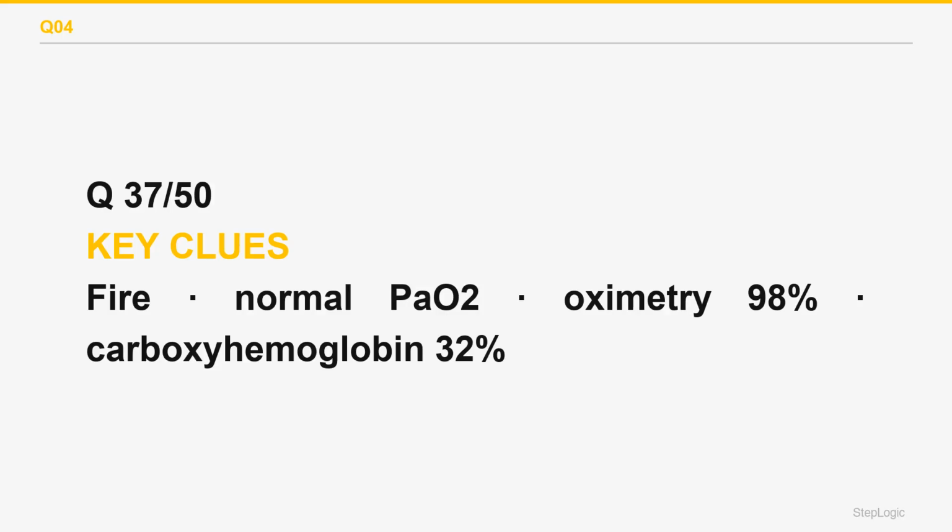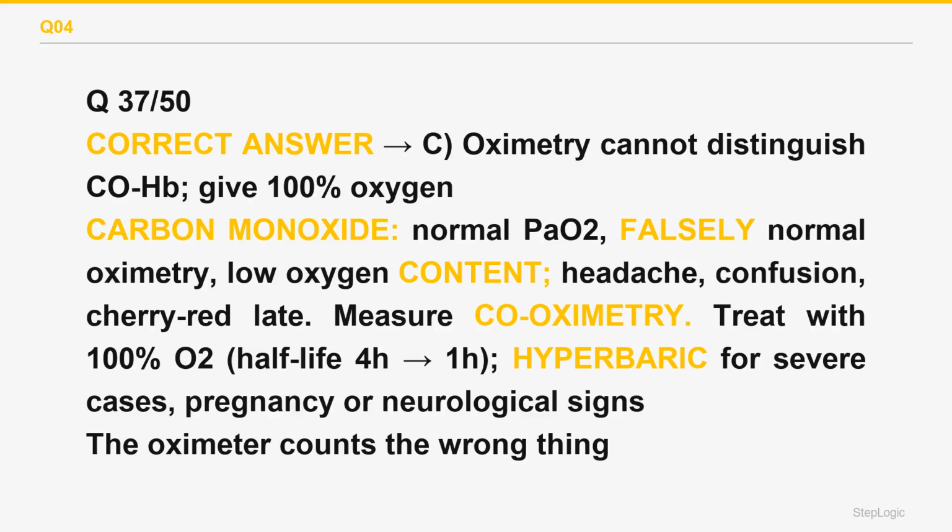Standard pulse oximetry uses two wavelengths and cannot distinguish carboxyhemoglobin from oxyhemoglobin, so it reads falsely normal in carbon monoxide poisoning. The reading reflects occupied binding sites, not useful oxygen. The PO2 is also normal because dissolved oxygen is unaffected. What has collapsed is oxygen content and delivery, since carbon monoxide binds hemoglobin with about 240 times the affinity of oxygen and left shifts the dissociation curve. Treatment is 100% oxygen, which accelerates elimination, with hyperbaric therapy in severe cases. The correct answer is C.